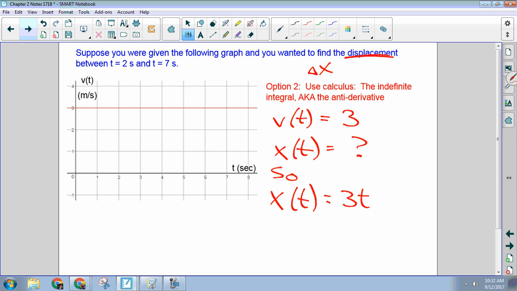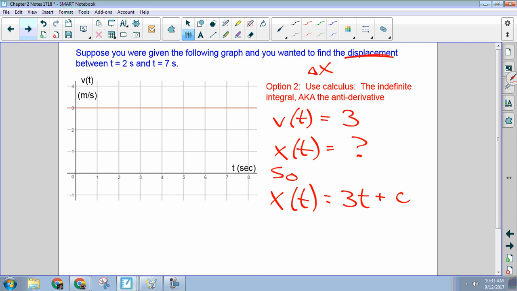Good? But the problem is this. That's not all of it. Because what's the derivative of a constant? 0. So there could be a plus, and I know in calculus you use c. For us, that c has meaning. I'm going to use c for now. Does that make sense? So now, if I take the derivative of this, the derivative of 3t is 3, the derivative of c is 0, so the derivative would give me 3.